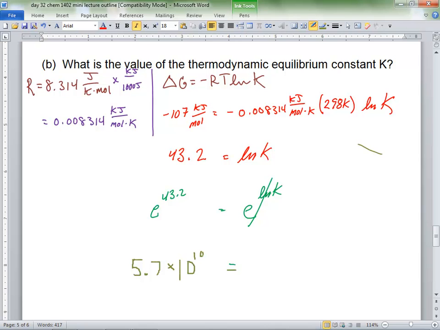Boy, this would take forever if I did it this way. Right? Oh, that equals K. I got to write a K here. Is it kJ over kilojoules over? No, there's no units for K. Equilibrium constants, no units.